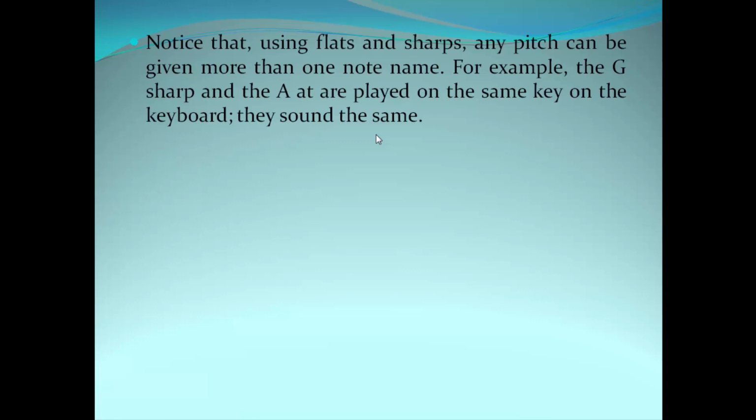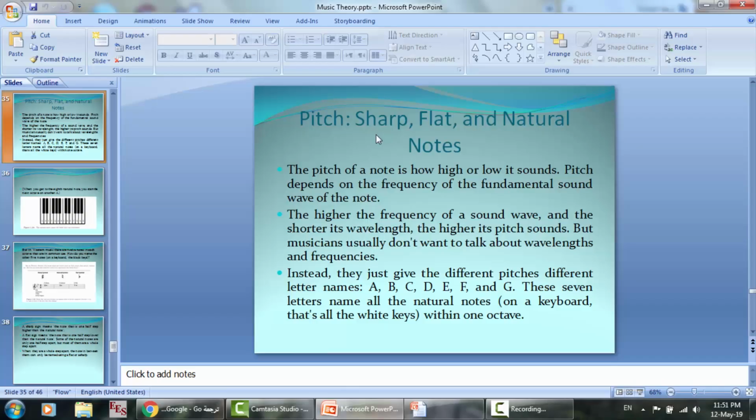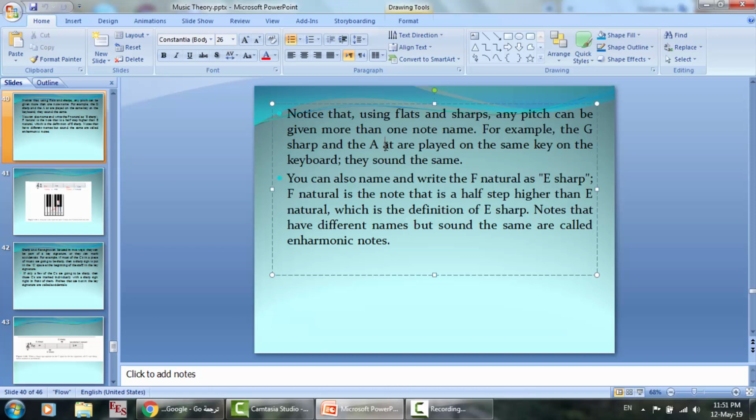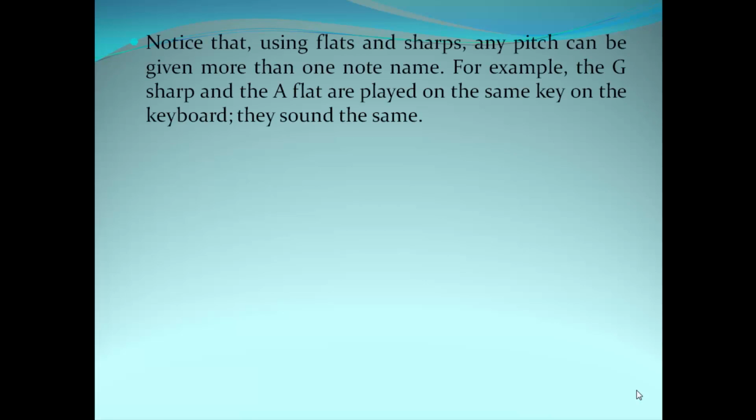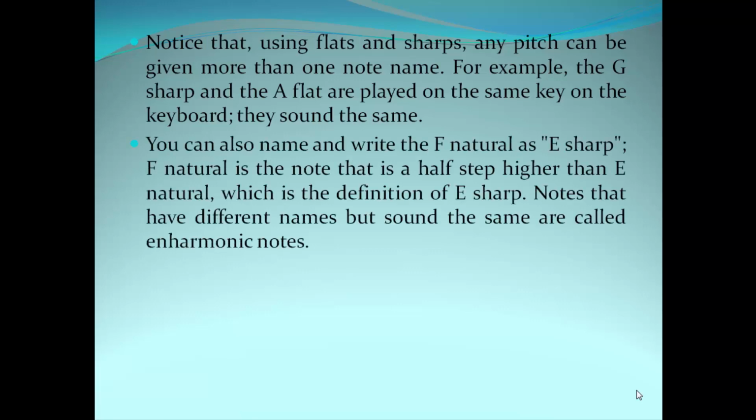Notice that using flats and sharps, any pitch can be given more than one note name. For example, G sharp and A flat are played on the same key on the keyboard. They sound the same. You can also name and write F natural as E sharp, since F natural is the note that is a half step higher than E natural, which is the definition of E sharp.